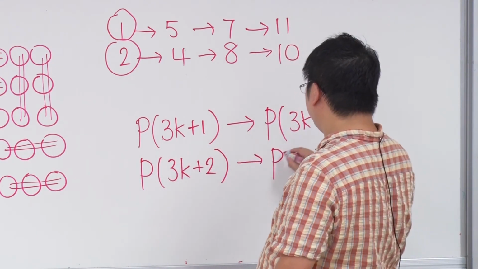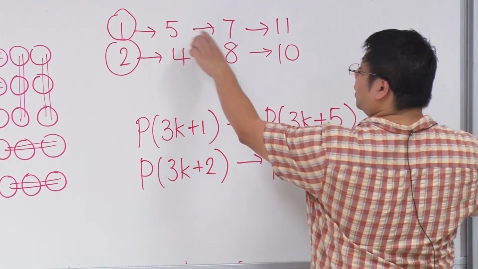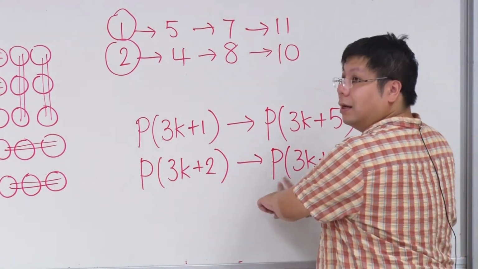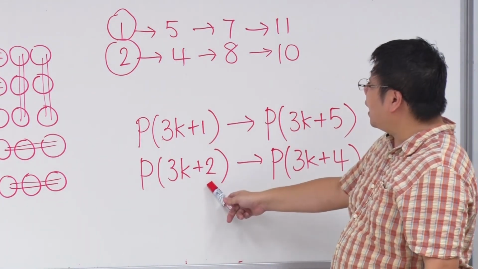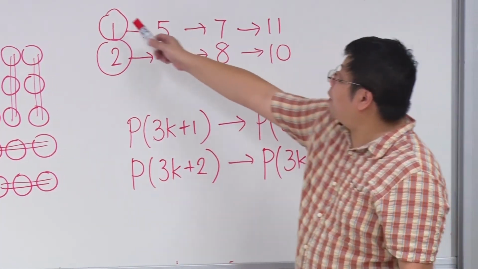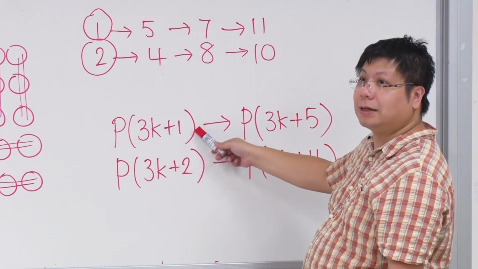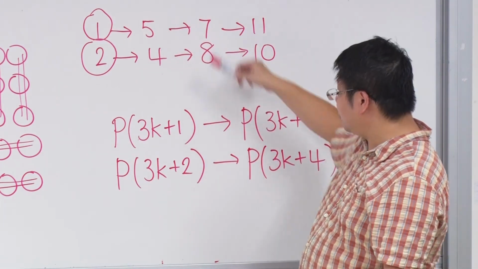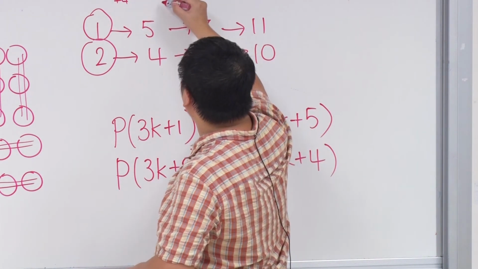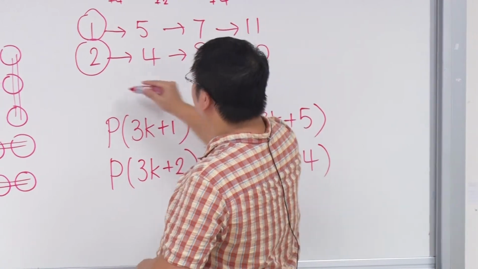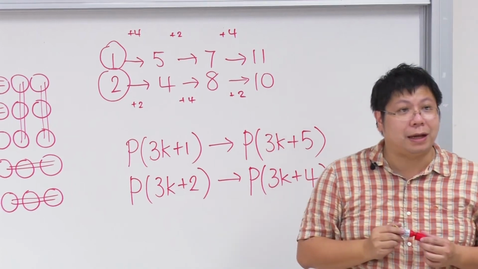You will get into a 3k plus 4. It is just 7 and 5, the relationship is just 2 more. Is that okay? So here, 2 belongs to this case, so you get 2 more. 1 belongs to this case, you get 4 more. 4 belongs to this case, so you get 4 more. 5 belongs to this case, you get 2 more. Sometimes 2, sometimes 4. So you add 4, you add 2, you add 4. And this one, you add 2, you add 4, and then you add 2. This is a very interesting pattern, right?